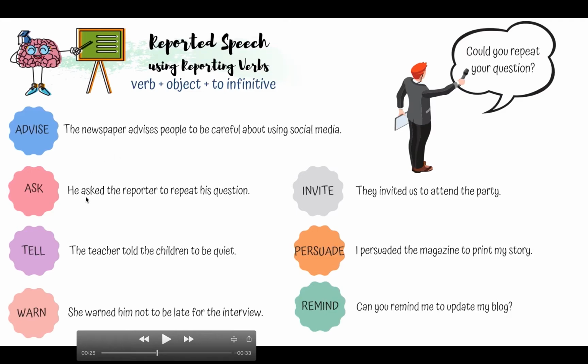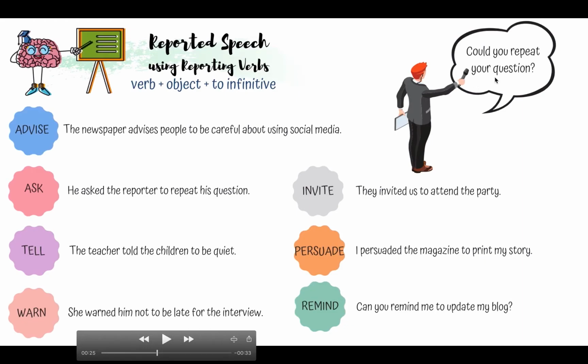Okay, let's have a look at this one. The teacher told the children to be quiet. So we have the verb tell in the past. The children is our object, and after the object comes the infinitive, to be quiet. The same goes for the rest of these verbs. Let's have a look at our example.